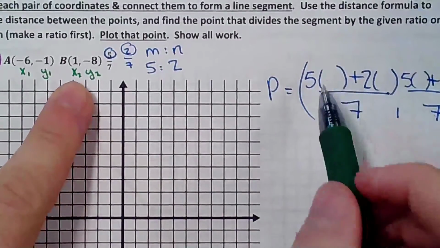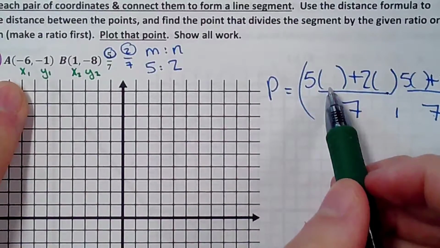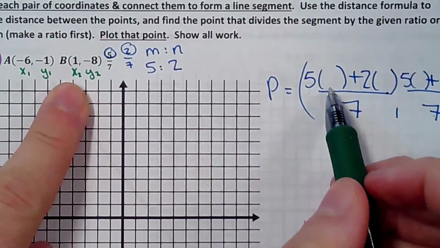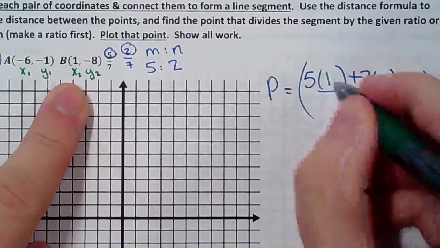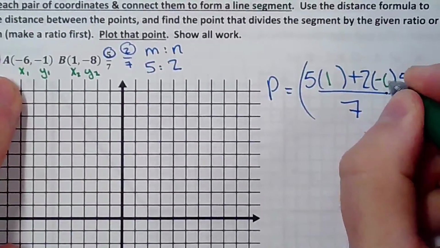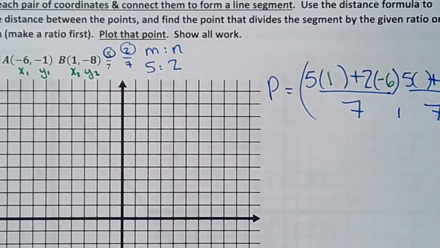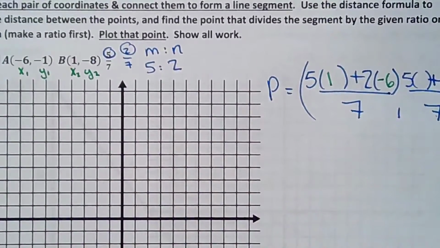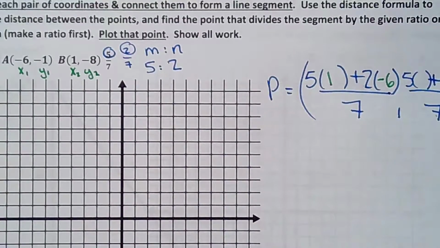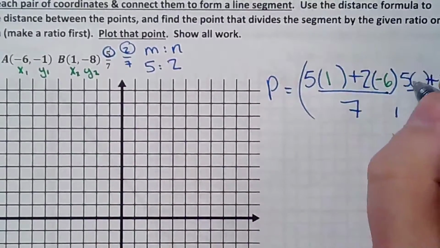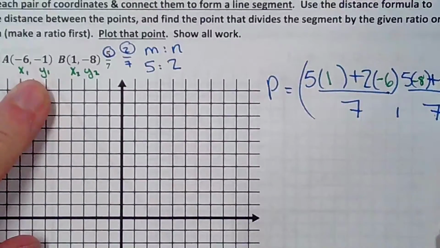So instead of 5 times negative 6, which is what a lot of you probably would say, it's going to be 5 times what? 1. And the negative 6 comes after that. Remember, we're averaging both of the x's first. Add up your x pieces and divide by the number of pieces. 5 1s, 2 negative 6s. Then we're going to do the y values. Again, y2 comes first, not y1. So we go over here to y2. That's negative 8. And then we look at y1, which is negative 1.